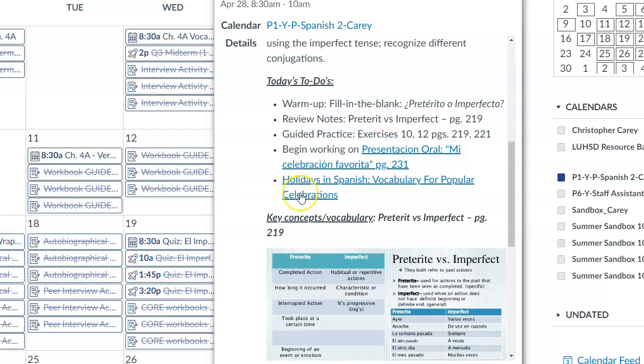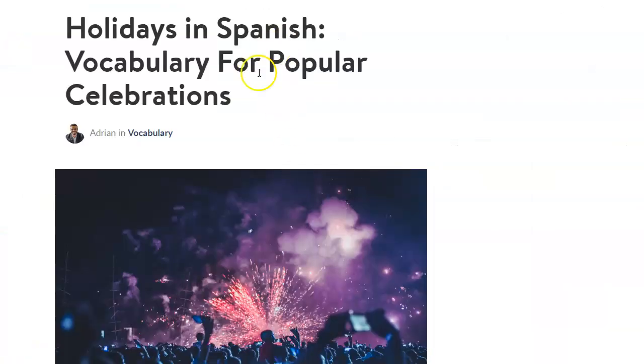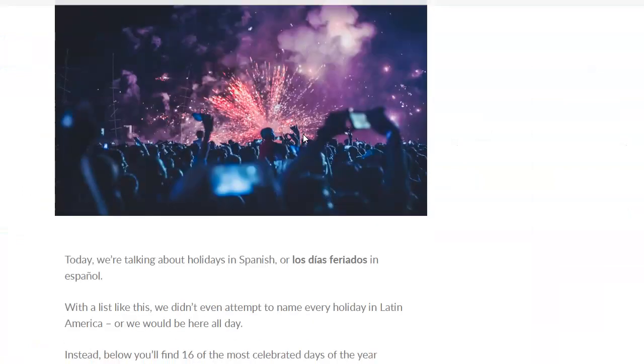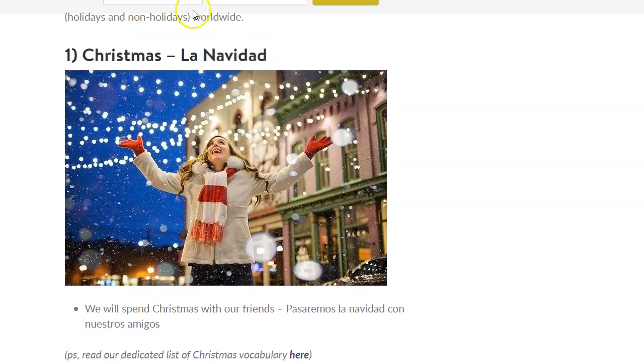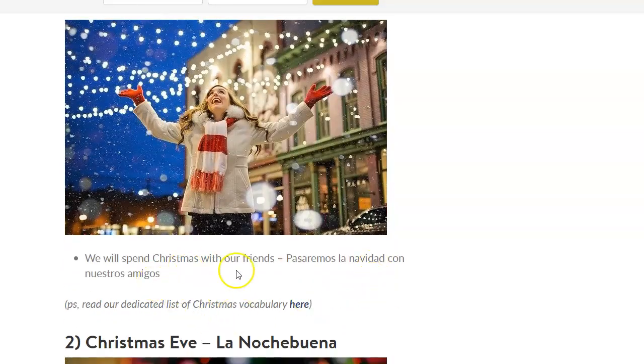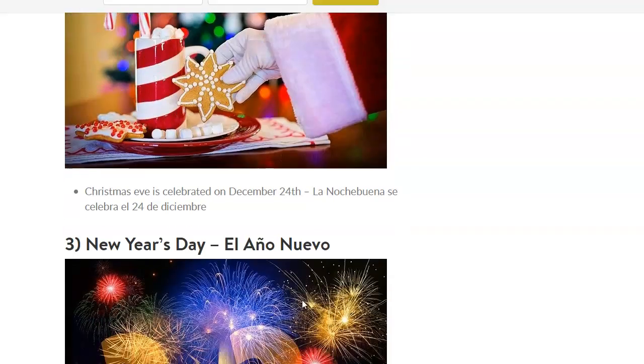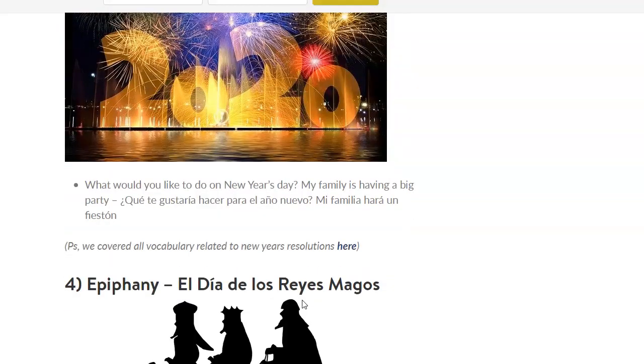You can click on this hyperlink here for vocabulary for popular celebrations that you all likely covered in Spanish 1. Clicking on that link, you can find a comprehensive list of popular holidays and how they're said in Español, and then some phrases, key vocabulary that you could associate with each of those.